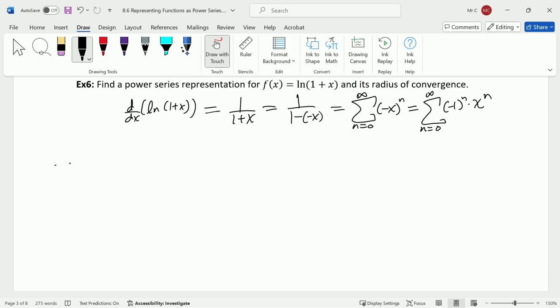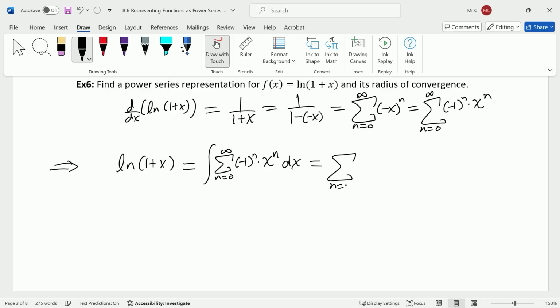Okay, so now I don't want the derivative of the natural log. I want the actual natural log of 1 plus x. So I integrate. And of course, it's a power series, so all we're applying is the power rule. x to the n plus 1 over n plus 1 plus a constant.